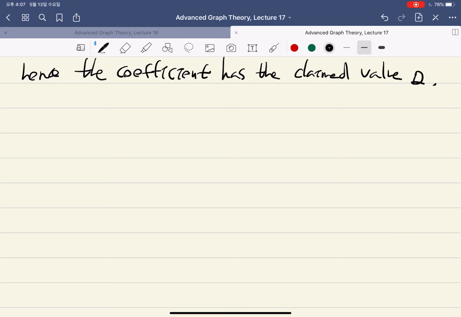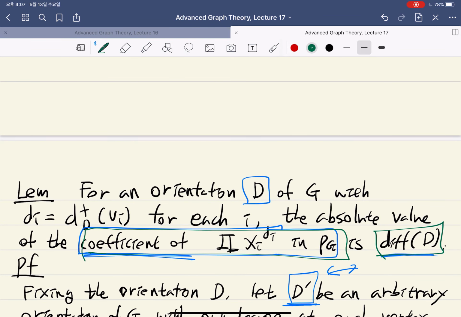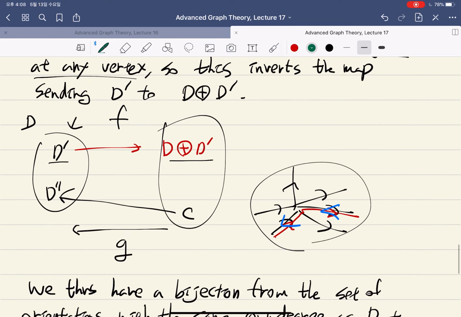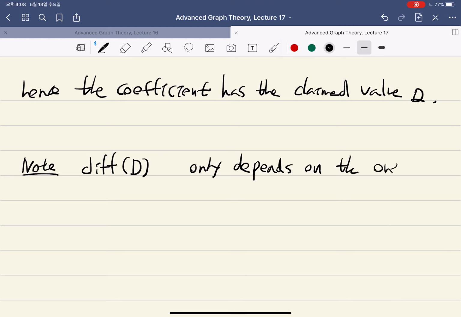And now, also one thing to note here, this is irrelevant of D. It's only relevant with this sequence d_i. So we know that this difference of D only depends on the half degree sequence of D.